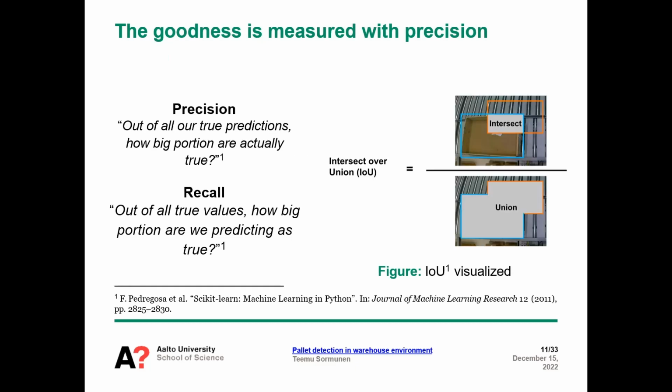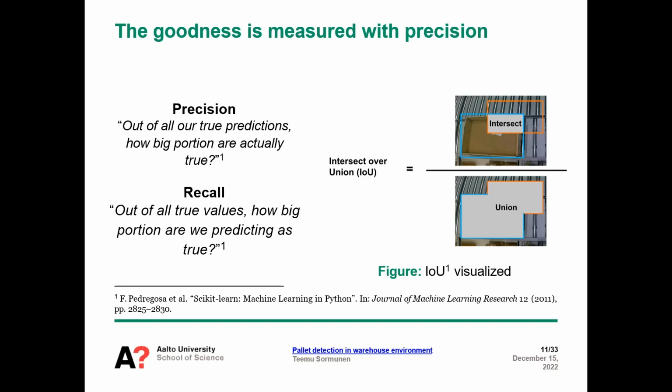The goodness of measure in the thesis is measured with precision. Precision basically considers, out of all positive predictions, how big a portion is actually true. An example for the thesis could be that if we predict a full pallet, with what probability we get it right.